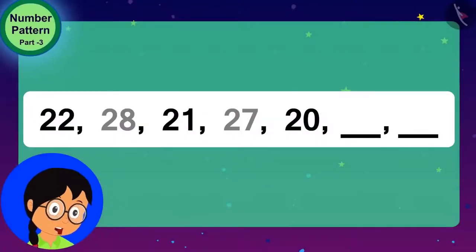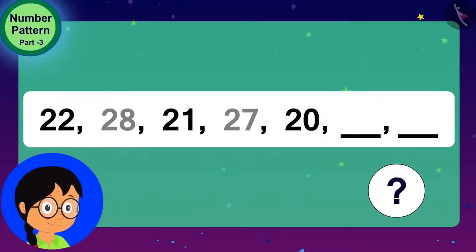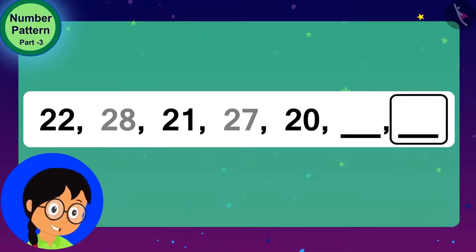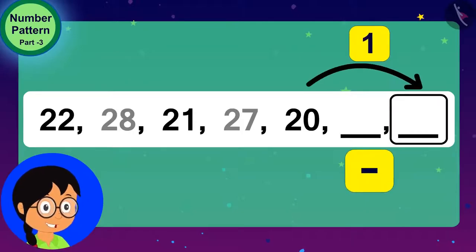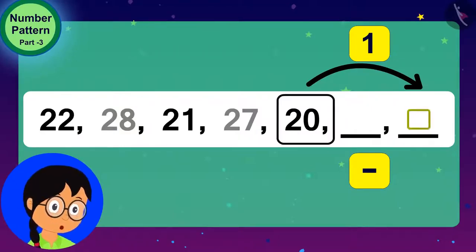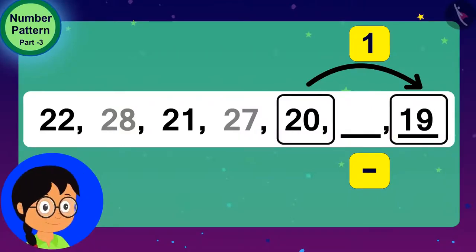So, what do we have to do to get the number written in the seventh place? Meenu asked the audience. That's correct. 1 has to be subtracted from 20. In this way, the number of the seventh place will be 19.